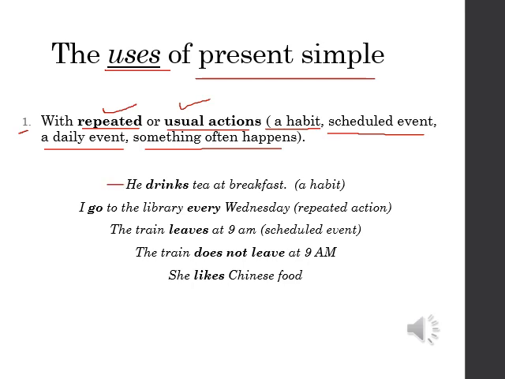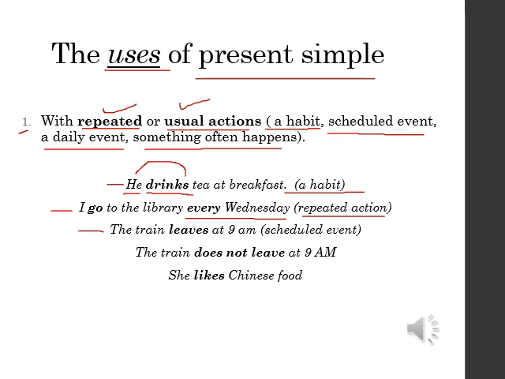Look at the example. He drinks tea at breakfast. He is the subject, drinks is the verb. The verb with an S because we have he. This is a habit. هذه عادة من العادات اللي يتمتع بها هو شرب الشاي في الفطور. So I use the present simple. I go to the library every Wednesday. Every Wednesday, which means this is a repeated action. عمل متكرر. So I use again present simple.